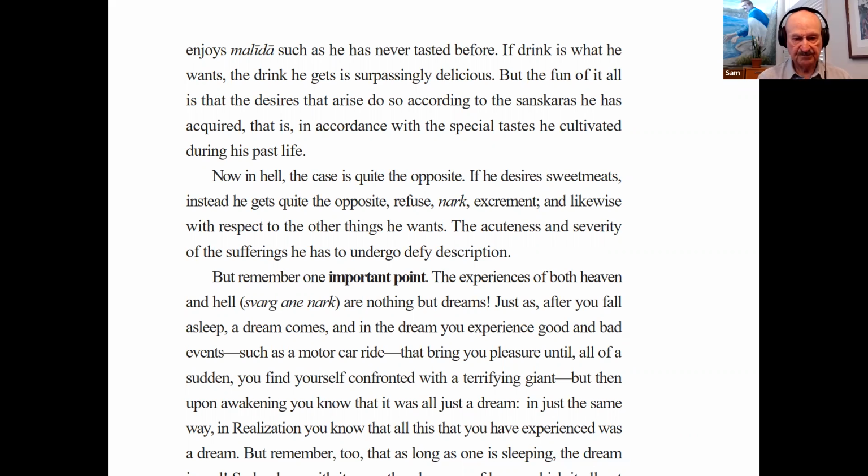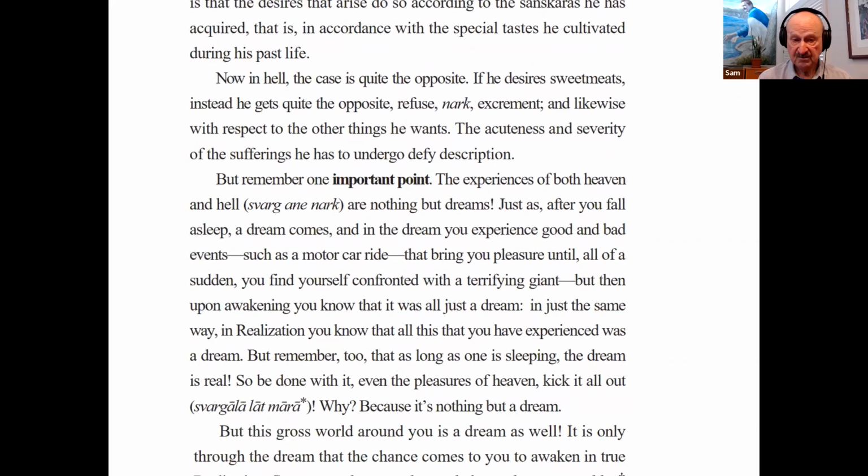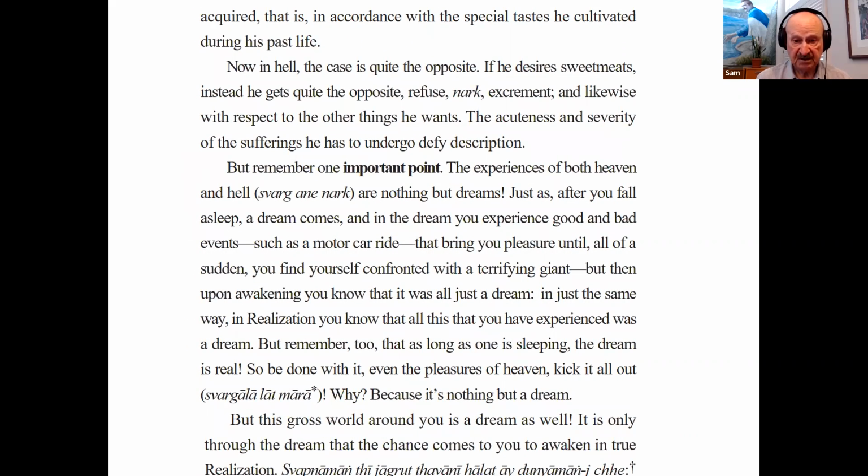Now, in hell, the case is quite the opposite. If he desires sweetmeats, instead he gets quite the opposite: refuse, excrement. And likewise, with respect to the other things he wants, the acuteness and severity of the sufferings he has to undergo defy description. But remember one important point: the experiences of both heaven and hell, svarg and nark, are nothing but dreams.